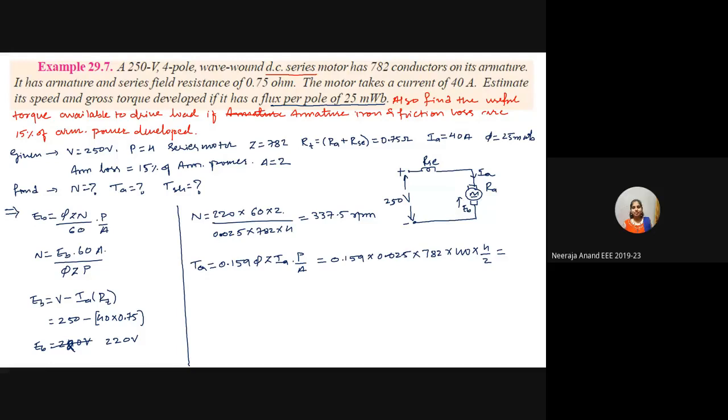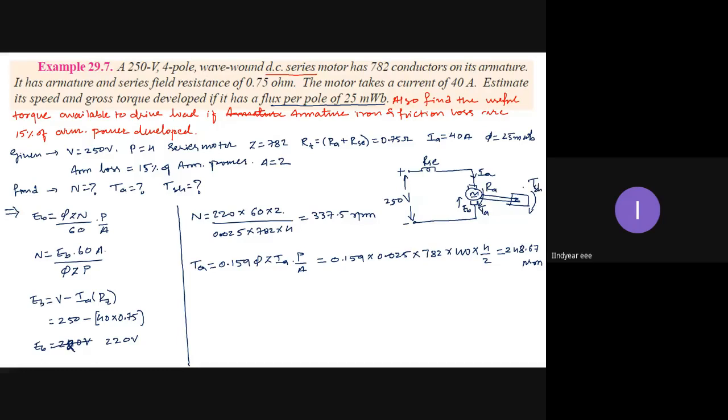248.67. All are getting the same? Yes, sir. Newton meter. So this is the total torque developed at the armature. Now this armature is connected with a load. Now this is what TA is. Now I want the load TA.